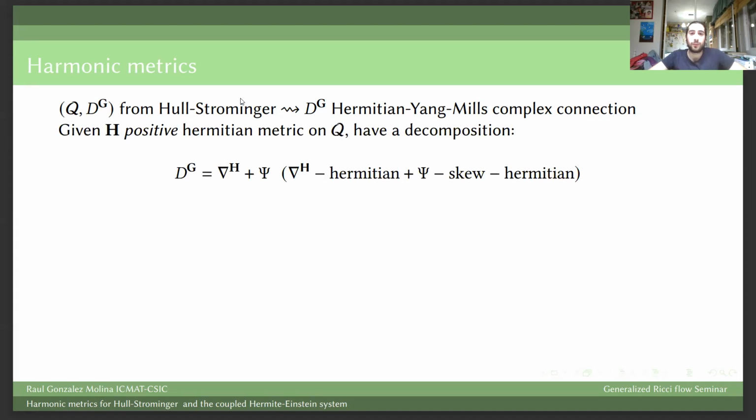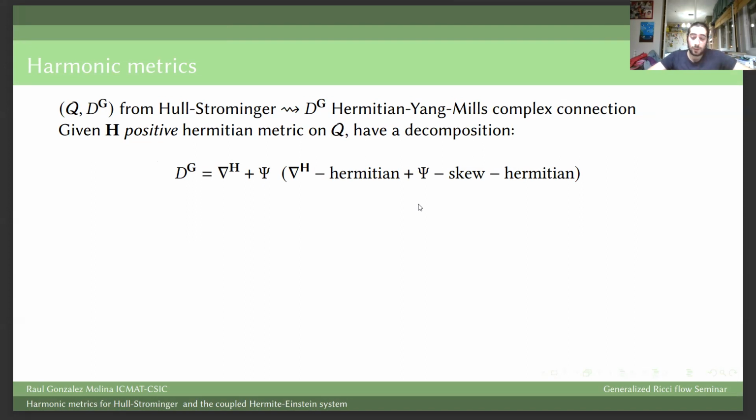So we can do the following. We now fix a positive Hermitian metric. Now this H, and in the following, the notation H will denote a positive Hermitian metric. Then we can have this decomposition à la Hitchin. My connection, I will split it into two terms. One, which is Hermitian with respect to this new positive Hermitian metric which I have fixed, and the remaining part, which must be skew-Hermitian.